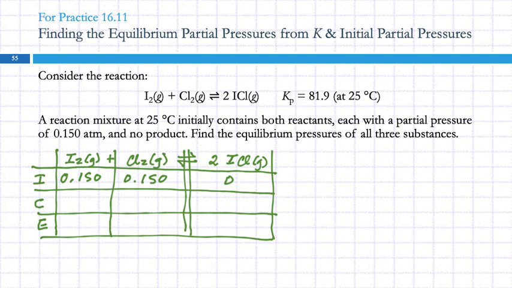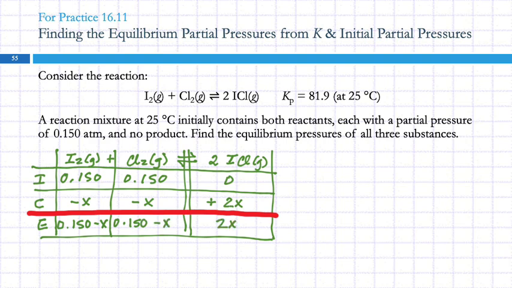How do these reactants change? Minus X. Right? They're going to go down. We don't know how much. We're calling it X. How does the product change? It goes up 2X. And this 2 is because of the coefficient 2. Then we're going to add these together: 0.150 minus X, 0.150 minus X, 2X.